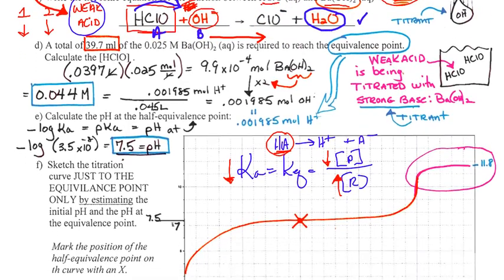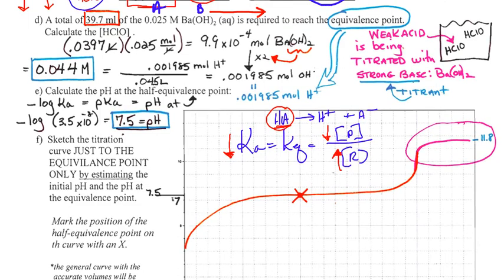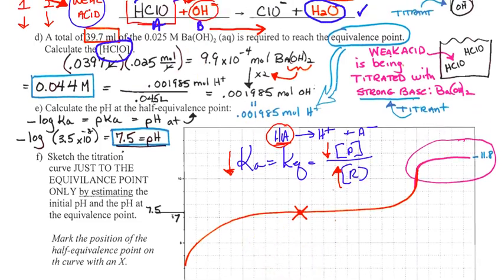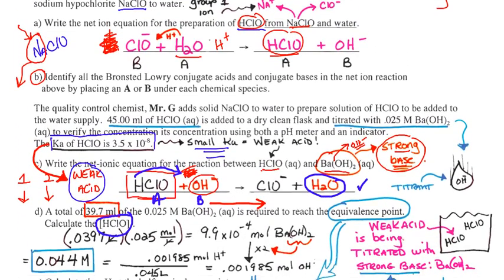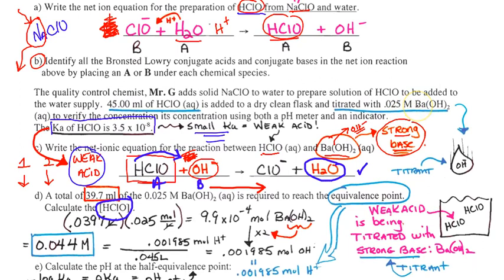Number 3, letter D, was much like what we did before in the previous worksheets. I wanted to know the concentration of the acid, and this is what got a lot of people, they couldn't figure out whether they were adding acid or adding base. So when you read this, look what it says here: 45 milliliters of my acid, the H in front tells you that, is added to a dry clean flask and titrated with barium hydroxide.